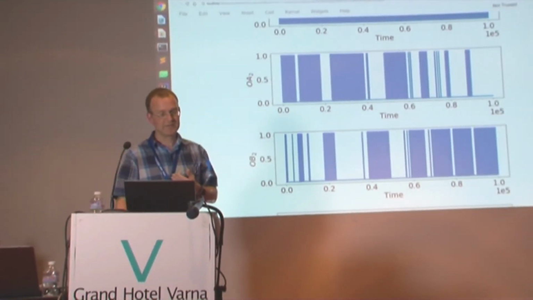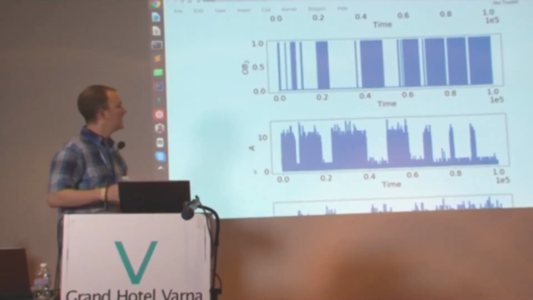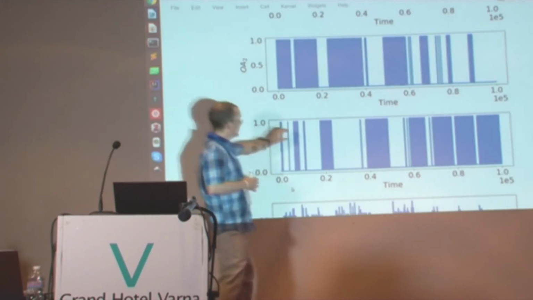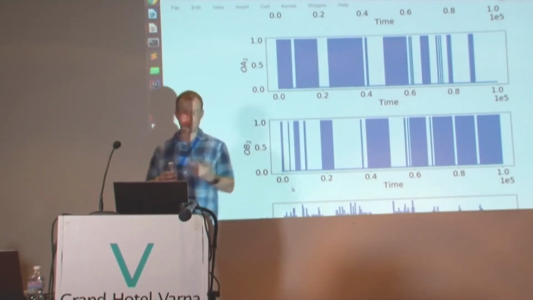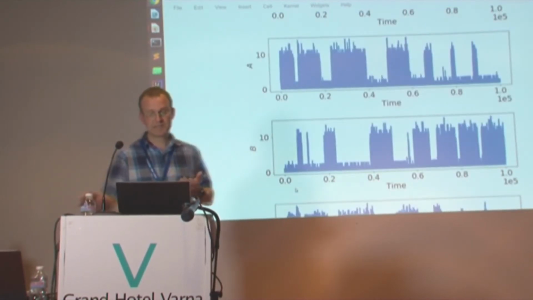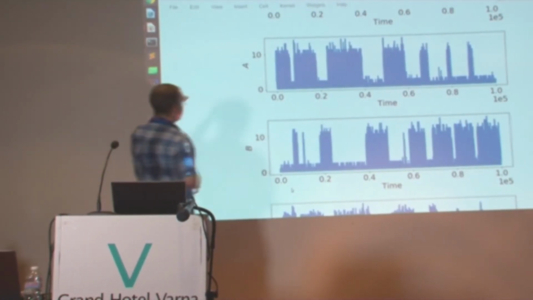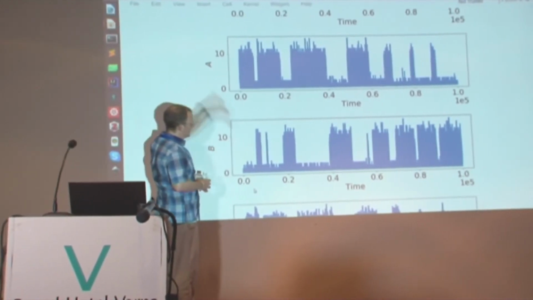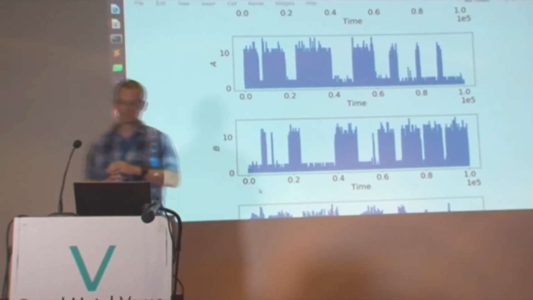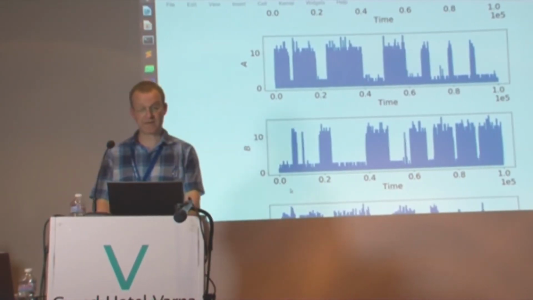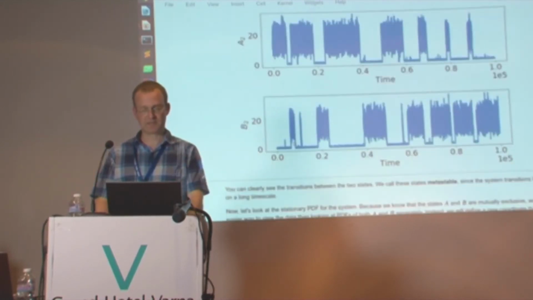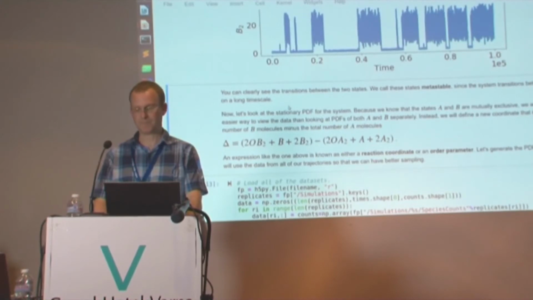And if you look at the OB2, you see the anti-correlated behavior, where when it's in one state, it's not in the other state, and vice versa. You can see the same thing in the concentrations of A and B, where at some point you have high A and low B, and at another point you have high B and low A. And this is very indicative of this jumping, these transitions between metastable states that we talked about.